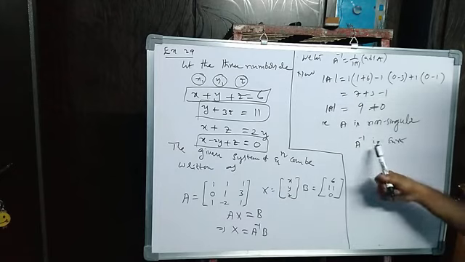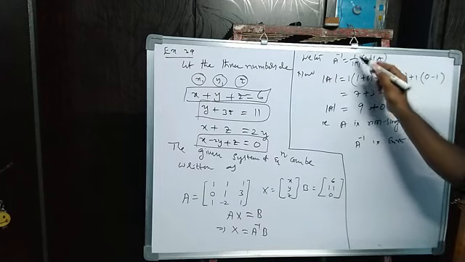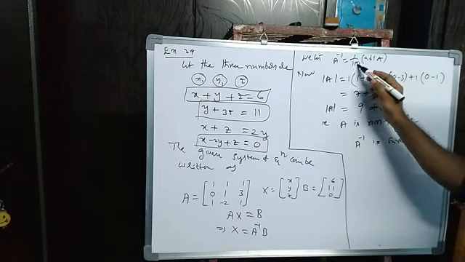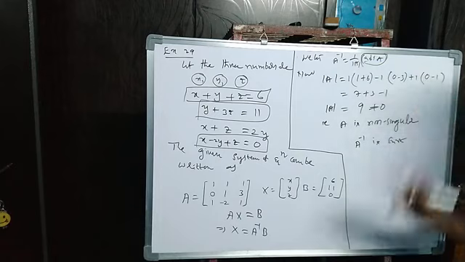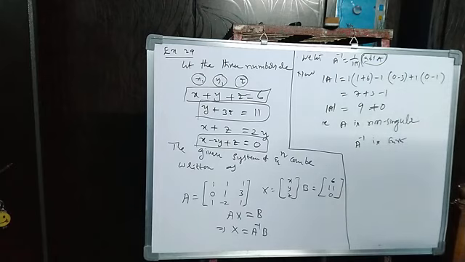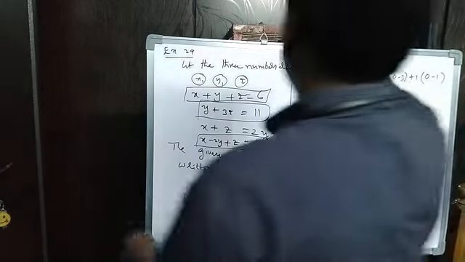To find A inverse, first what we have to find here? 1 by det A into adjoint A. Det A I already found. Adjoint A we have to find. I already explained how to find adjoint A. Now I am going to find the adjoint A matrix here.